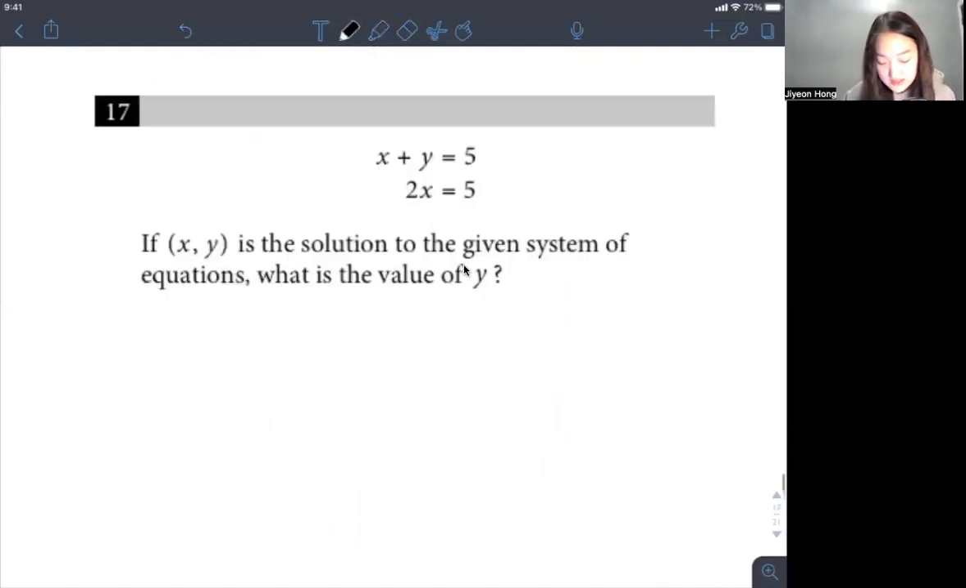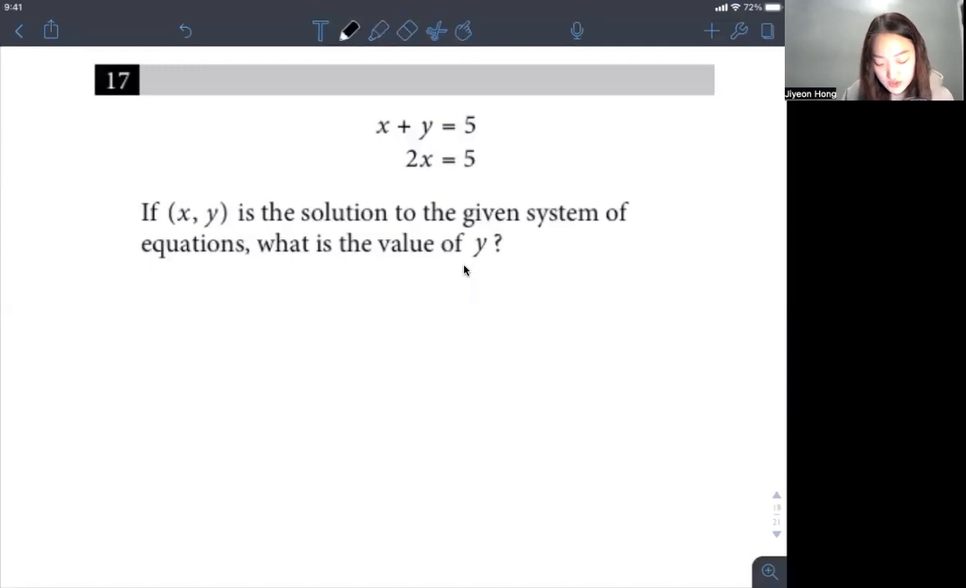Number 17, we have two equations, and it's asking for the value of y. If you've seen my previous video, I like to emphasize the importance of the elimination method. In this case, I'd rather prefer you to do the substitution method because it's a very simple equation. So since I'm looking for the value of y, essentially I'm going to solve for x equals first. So x equals 5 minus y.